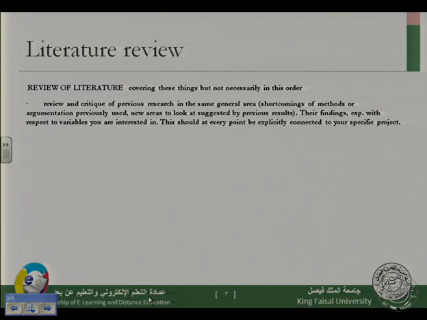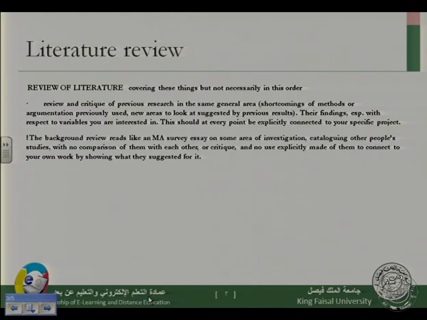This is the essence of literature review. You review previous studies, you criticize them, and then you tell us the connection between the previous studies and your research. The background review reads like an MA survey essay on some area of investigation, cataloging other people's studies with no comparison of them with each other or critique, and no use explicitly made of them to connect to your own work by showing what they suggested for it.